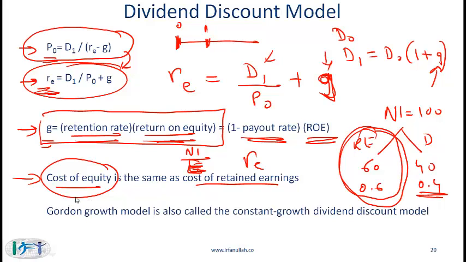Bottom line is that cost of equity and cost of retained earnings are used interchangeably, and if your question on the exam talks about the cost of retained earnings, then the formulas and models that we have talked about apply. The Gordon growth model, which is essentially this formula over here, is also called the constant growth dividend discount model, because essentially we are assuming that the dividend is growing at a constant rate, and we come up with the present value by discounting all the future dividends.